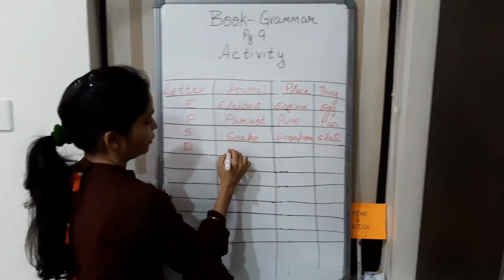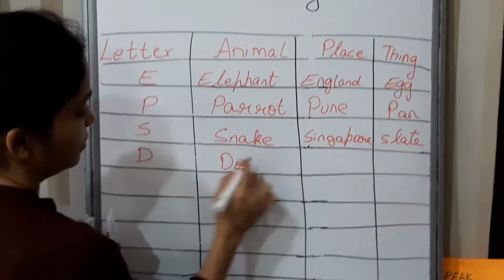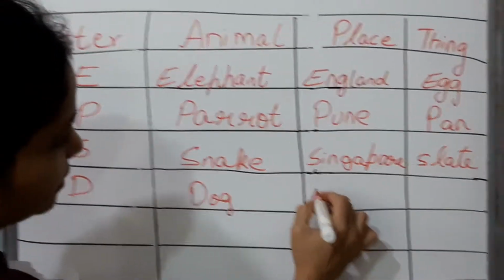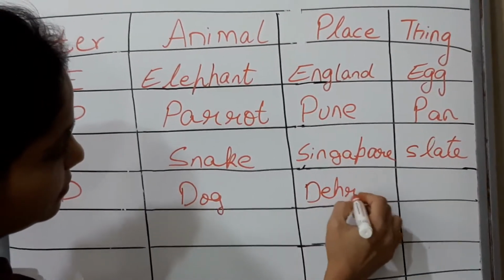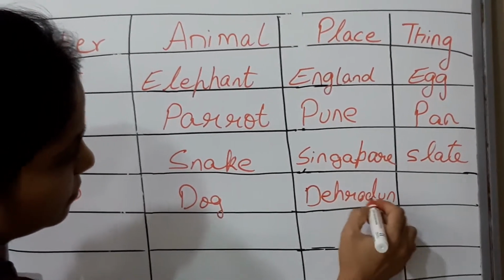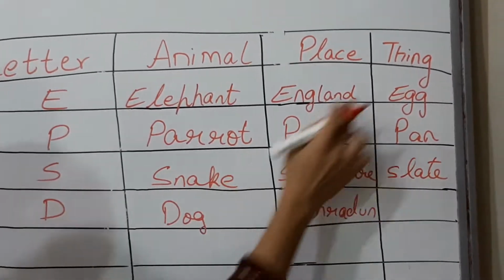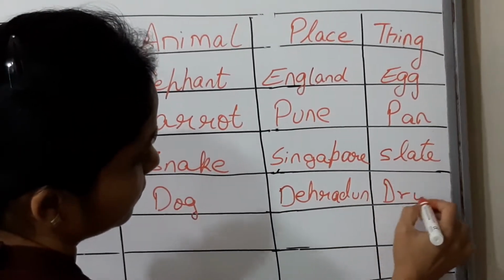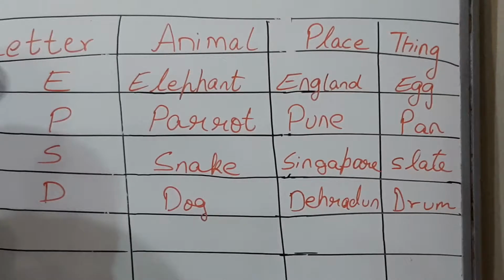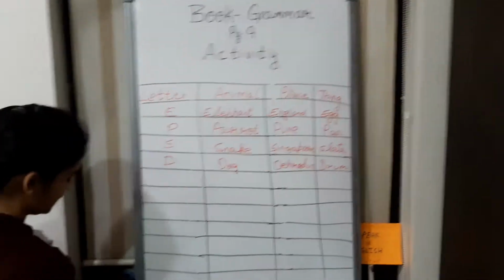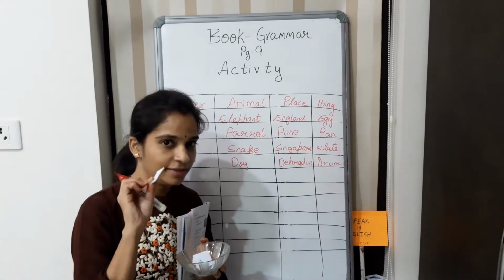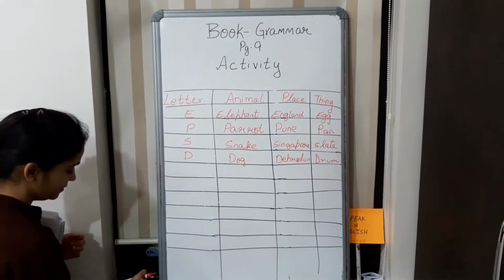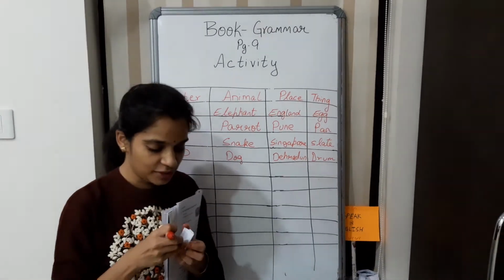D. Animal, dog. D. Place, it can be Dehradun. D, thing, drum. Okay. Next. Today no studying, only we are playing games. Okay. Here. Let me see which letter is coming out.